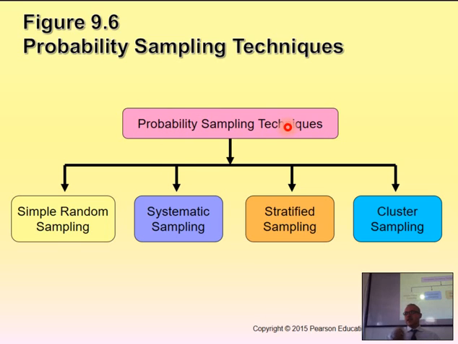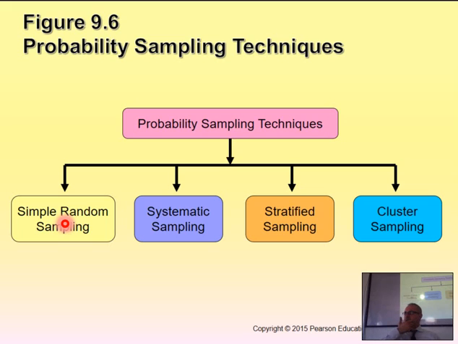Probability sampling is when you take the dice and you throw it. So here: simple random sample, systematic, stratified, and cluster. I will go through them now, and then we will look at them in more detail in the next slide. A simple random sample is based on a dice. Systematic is also based on a dice, but there is a system.